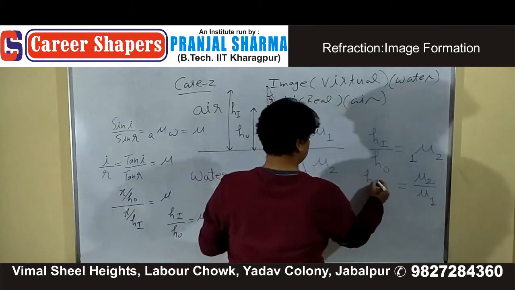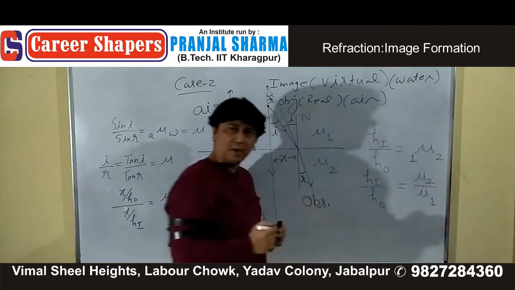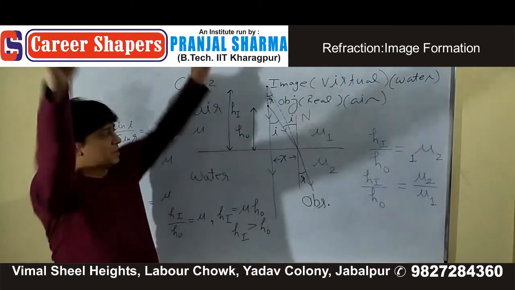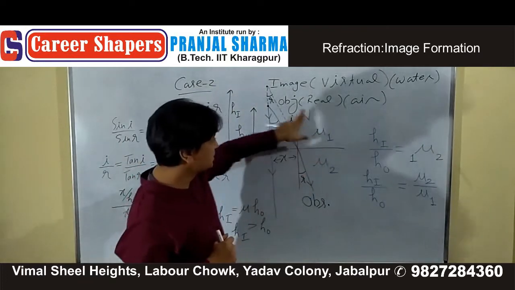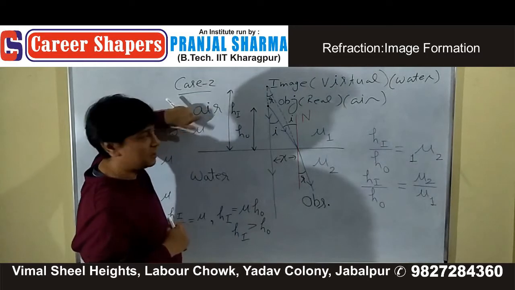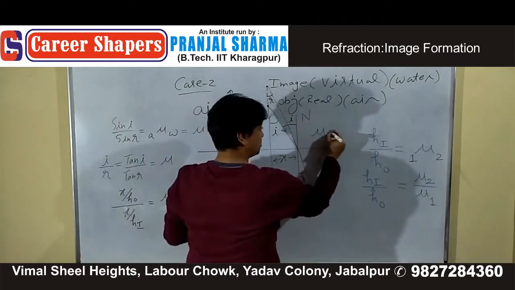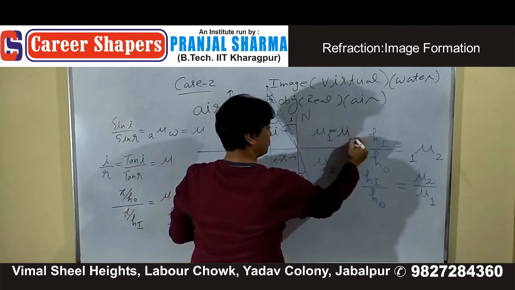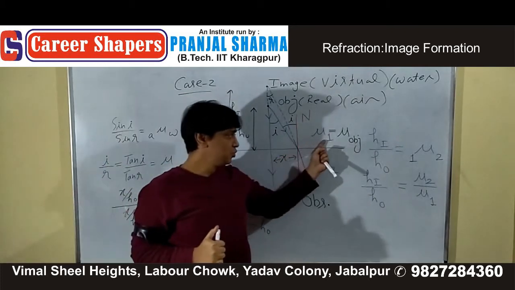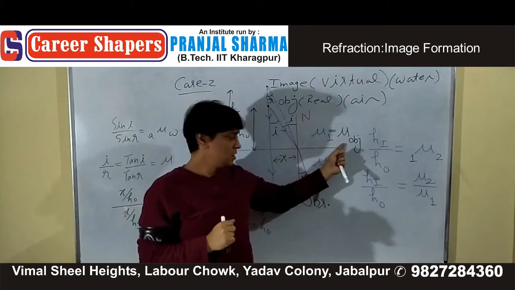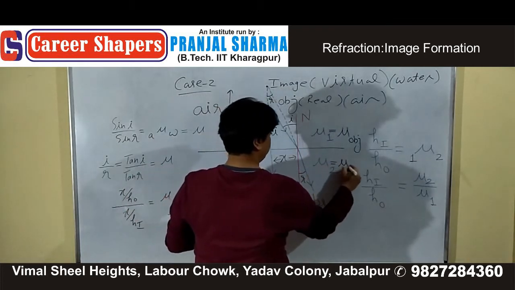This is something we have already seen. Now, what is mu 1? Mu 1 is this medium. Which medium? Air. What is air? Medium of the object. And therefore, let's now change mu 1 to mu object. What is mu 1? Medium of object. What is mu 2? Mu 2 is medium of image.